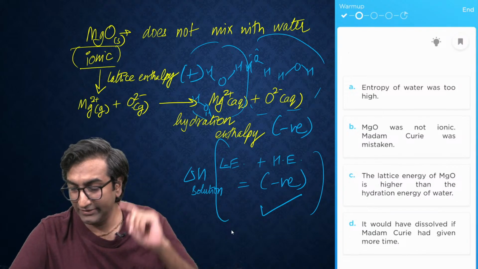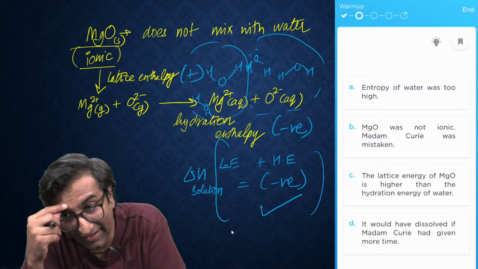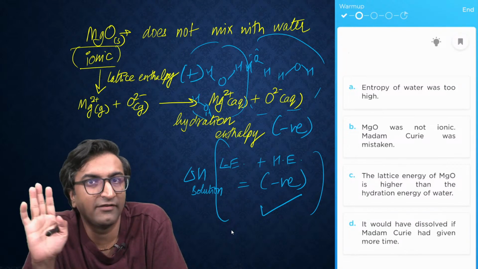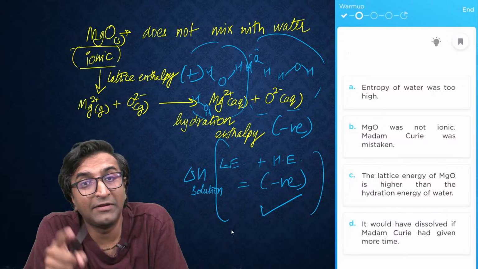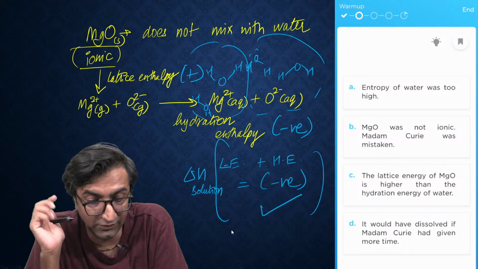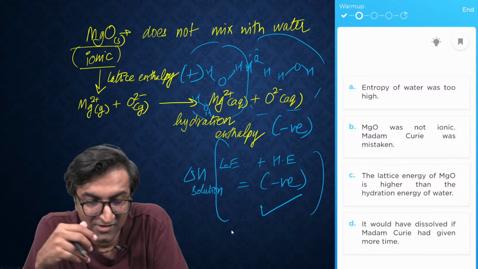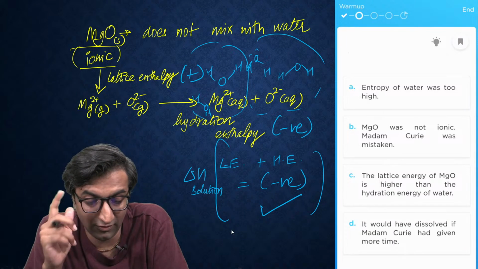Okay. Looking at these options, which one do you think makes sense? अगर नहीं हो रहा है, मतलब कि hydration enthalpy is lower than that of lattice enthalpy, right? Or lattice enthalpy is more positive. That's the point of this. Entropy of water is too high. This option is weird. MgO is not ionic. That's a funny option, but could be true. But right now we're going to say that's not true.